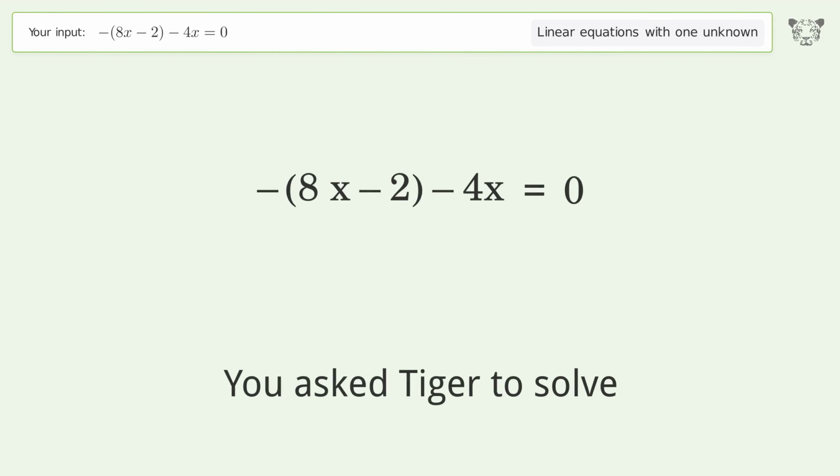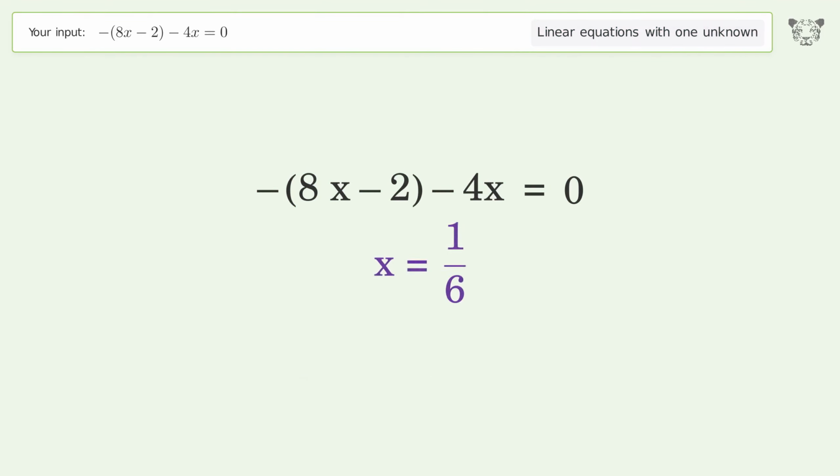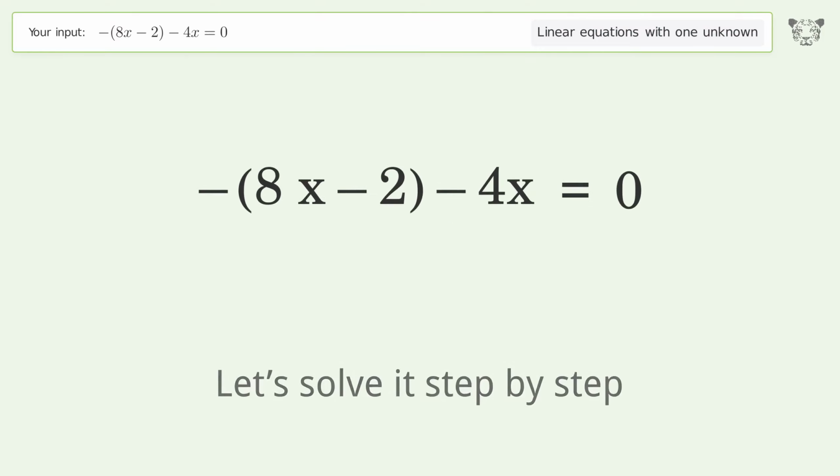You ask Tiger to solve this. It deals with linear equations with one unknown. The final result is x equals 1/6. Let's solve it step by step.